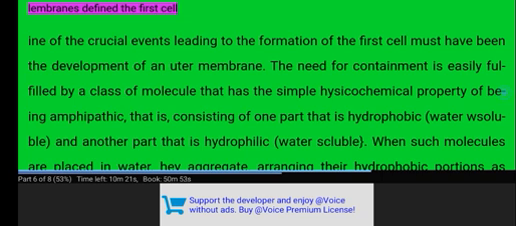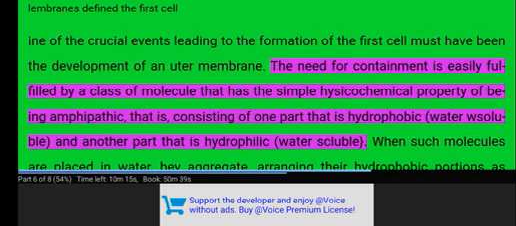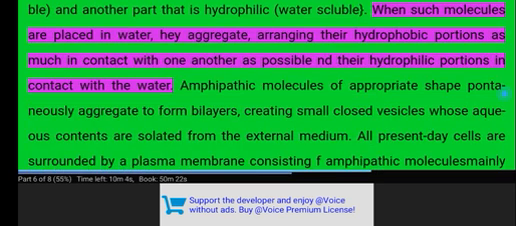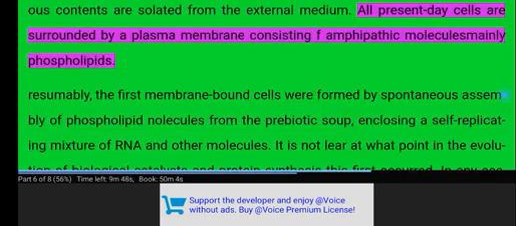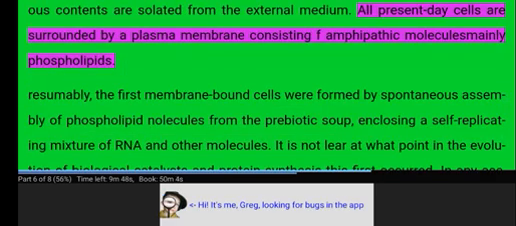Membranes defined the first cell. One of the crucial events leading to the formation of the first cell must have been the development of a outer membrane. The need for containment is easily fulfilled by a class of molecules that has the simple physicochemical property of being amphipathic, that is, consisting of one part that is hydrophobic, water insoluble, and another part that is hydrophilic, water soluble. When such molecules are placed in water, they aggregate, arranging their hydrophobic portions as much in contact with one another as possible and their hydrophilic portions in contact with the water. Amphipathic molecules of appropriate shape spontaneously aggregate to form bilayers, creating small closed vesicles whose aqueous contents are isolated from the external medium. All present-day cells are surrounded by a plasma membrane consisting of amphipathic molecules, mainly phospholipids.